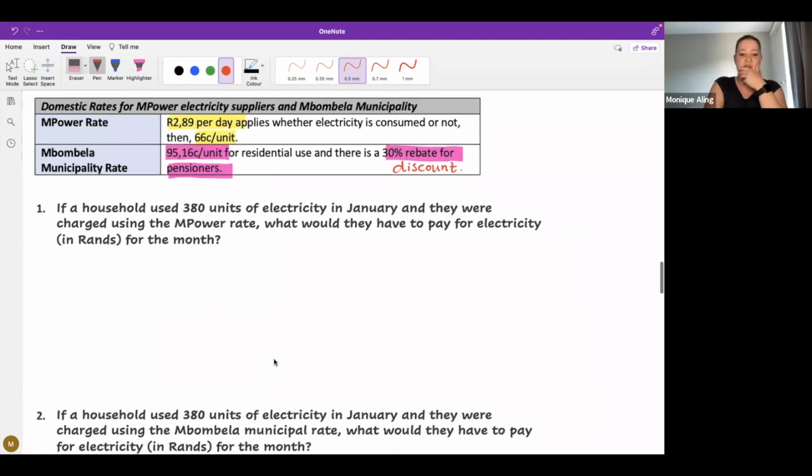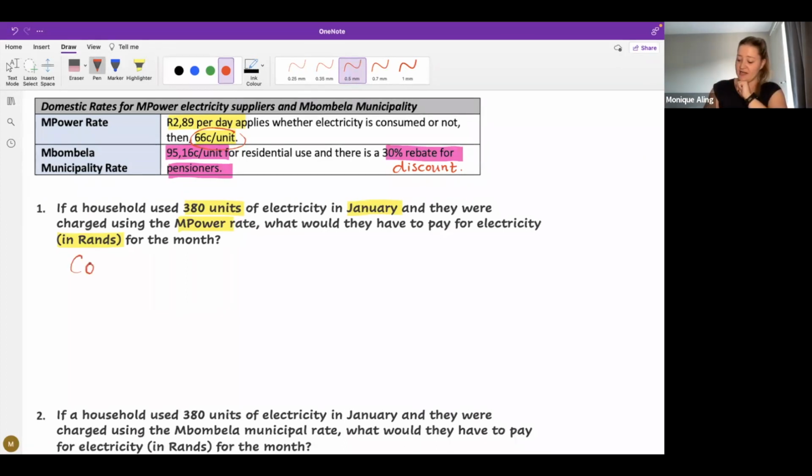Okay, so the important part of this question is that we're looking at 380 units. January is important. And we're looking at M-Power. They also want our answer in rands, because as you can see, they have given us the charge in cents. So that's also important. So those are 4 important things from our question.